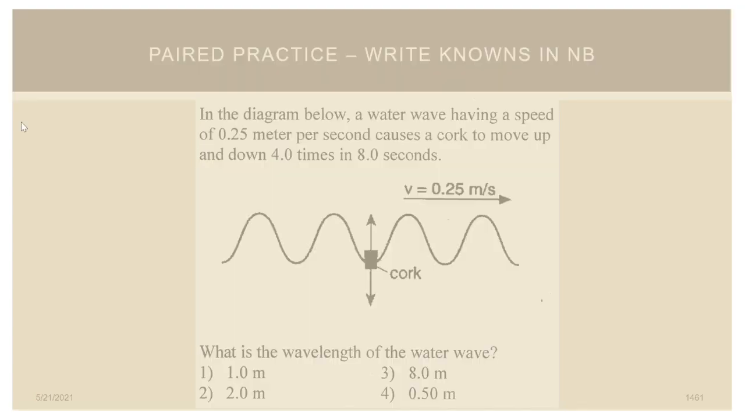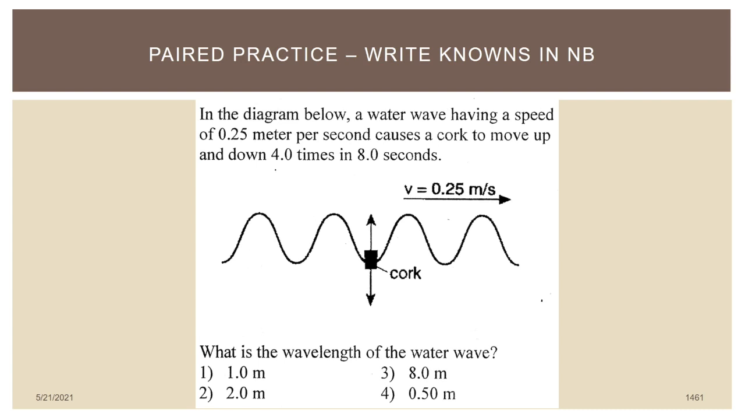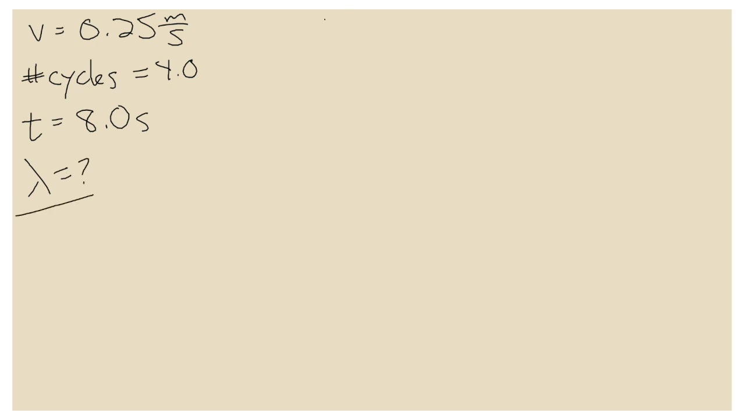So notice here, they tell us in this problem the speed of the wave. Let's just go ahead and get that down right away. The speed of the wave here is 1/4 of a meter per second, 0.25 meters per second. And they tell us the cork moves up and down 4 times in 8.0 seconds. So notice here, instead of being required to solve for the wavelength like we were in the last problem, we now have to solve for the frequency. They told us the number of cycles here is 4.0, and that happens in a time period of 8.0 seconds. And we're being asked here for the wavelength.